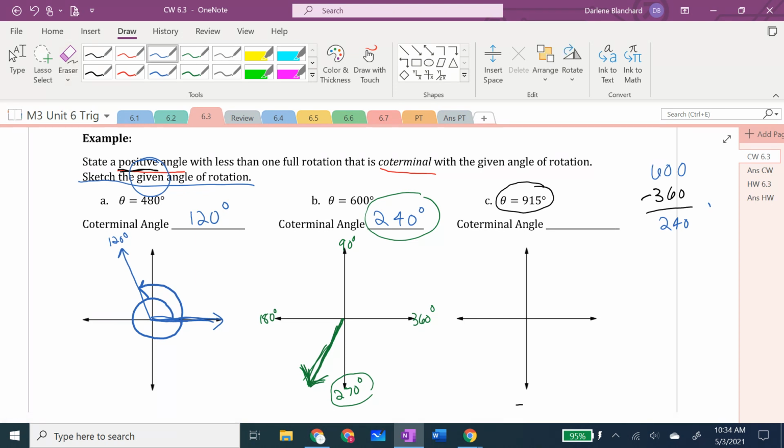Now, if I'm going to draw the actual given angle, that is 600 degrees, I have my initial side, and I'm going to make a full round spiraling and continue. And then while I'm on my second round, stop at that position.